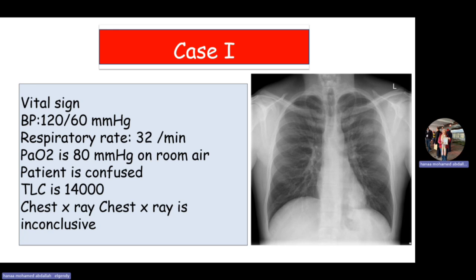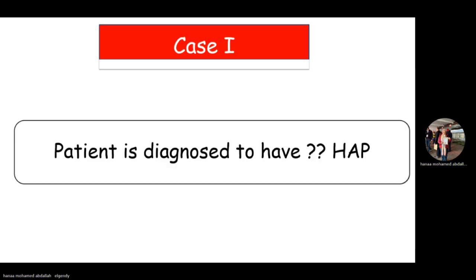It was not conclusive. The vital signs of the patient were stable, slightly tachypneic. PO2 is 80, the patient was slightly confused, and the TLC was 14,000. This case is diagnosed as query HAP, and we'll discuss why it's query HAP.